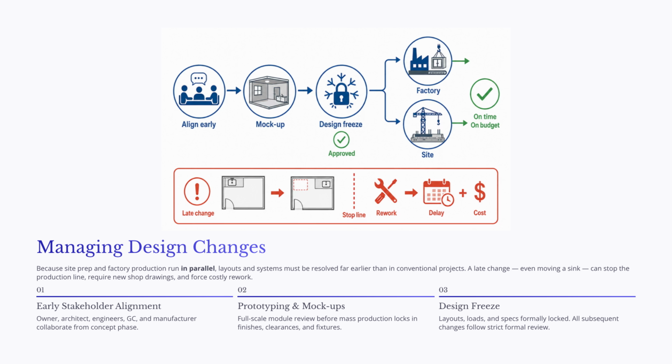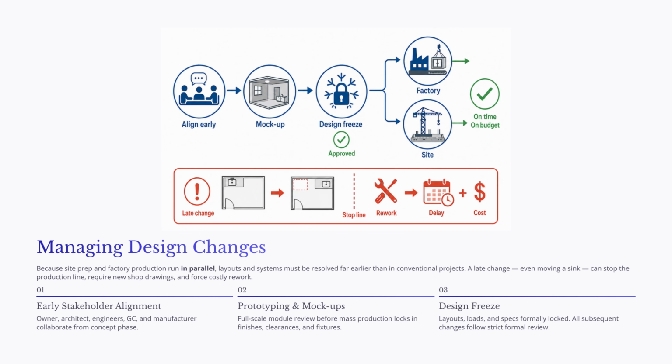A seemingly small change, such as moving a sink, shifting a partition, or changing a mechanical chase, can have a major impact. It may require new shop drawings, disrupt material orders, stop the production line, or even force completed modules to be modified. For this reason, modular projects need strong design discipline.